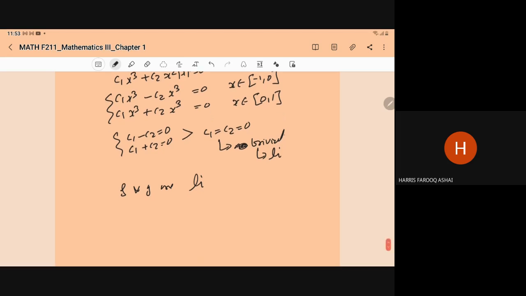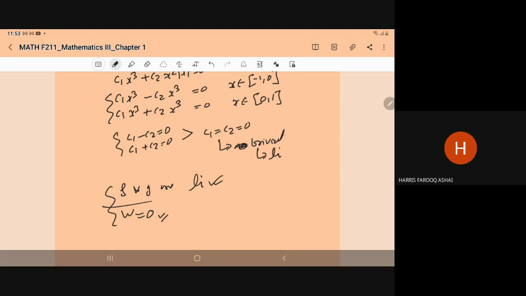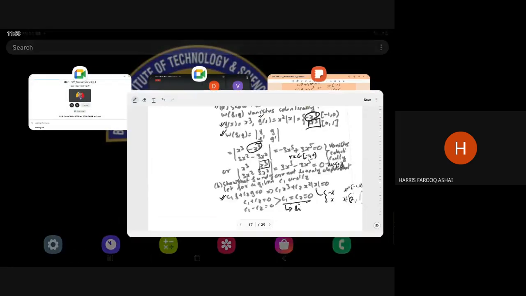Earlier we have proved that W is equal to 0. Now what is the theorem statement? Theorem 15 statement, just one line. If W is equal to 0, then f and g must be LD. But here f and g are coming LI and W is also coming 0. So it contradicts Theorem 15. That is the question.